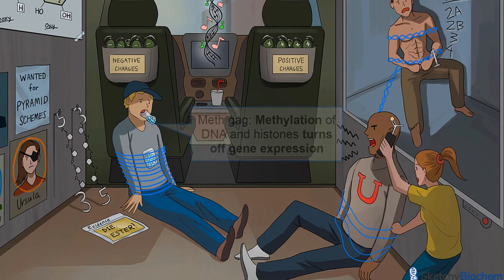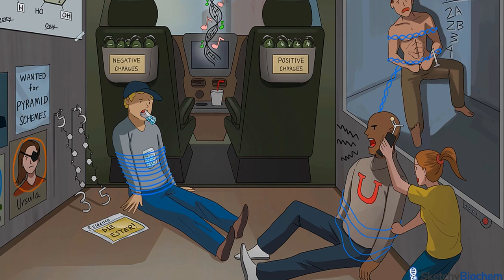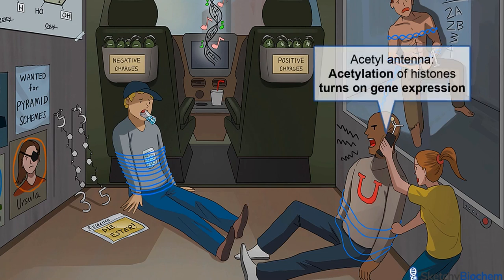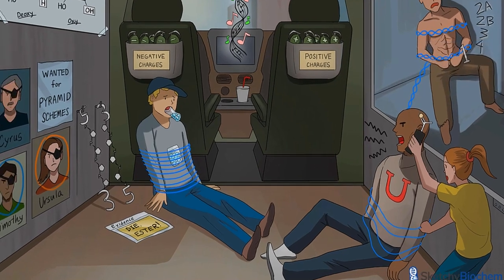#methmouth. In contrast, Hostage 2 has a vintage cell phone with an acetyl antenna, so he can speak freely. I'm surprised he's even getting any cell phone signal. Histone acetylation removes the positive charge of histone proteins so DNA doesn't bind to them. Acetylation loosens chromatin so transcription factors can bind and initiate transcription.